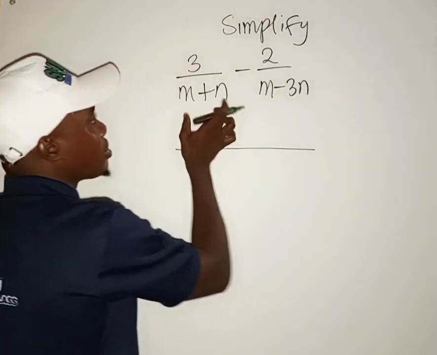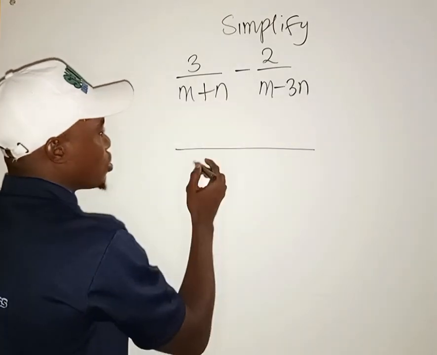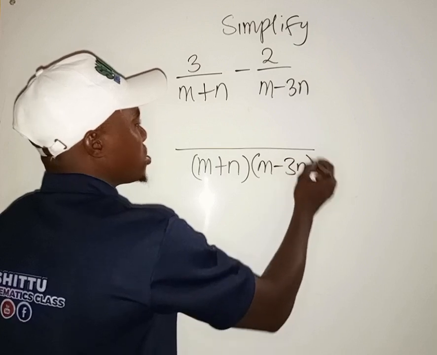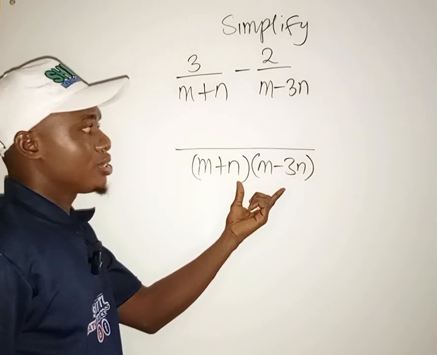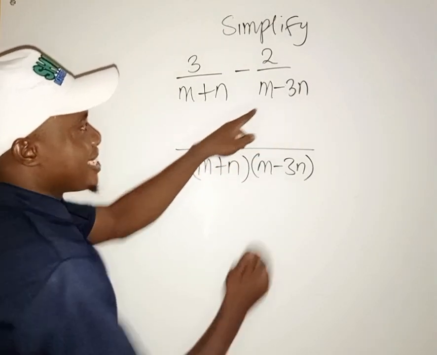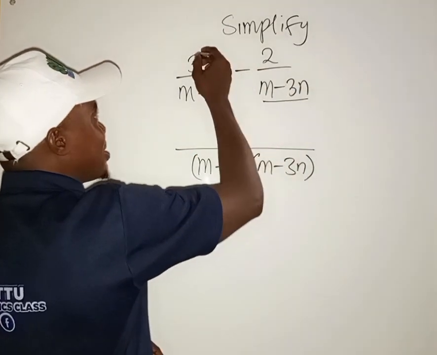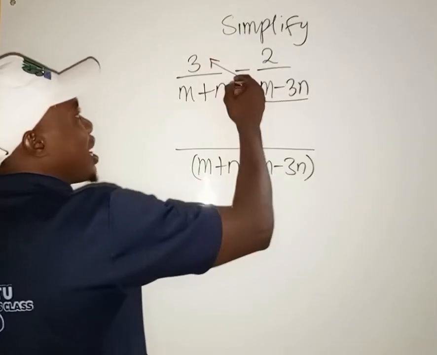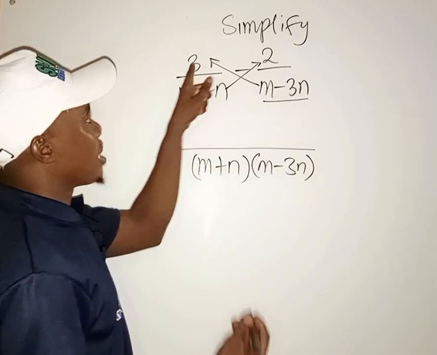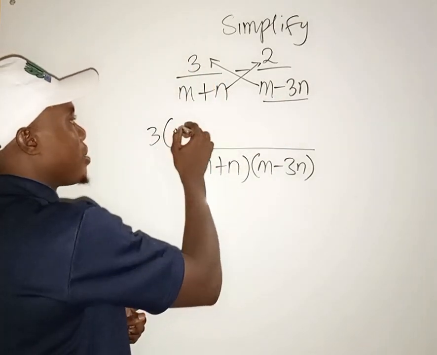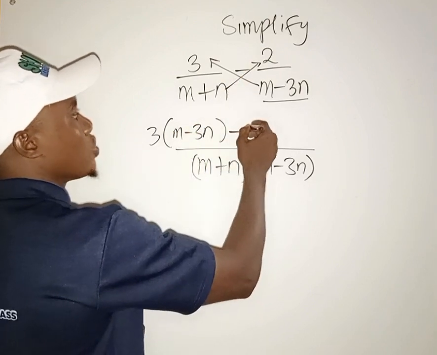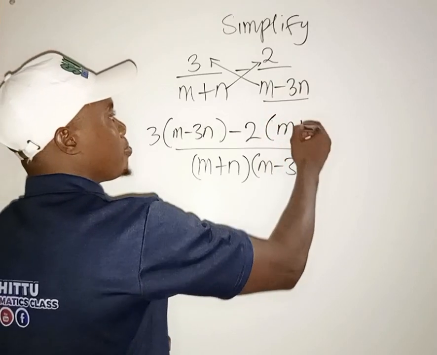Our LCM is found by multiplying this by this, so it's going to be m plus n, then m minus 3n. You don't need to open the brackets, just leave it as this. Now, very simple, just multiply this by this, and this by this, like doing cross multiplication. So m minus n times this, we have 3 times m minus 3n, then we have negative, you put the negative here, 2 multiplied by m plus n.